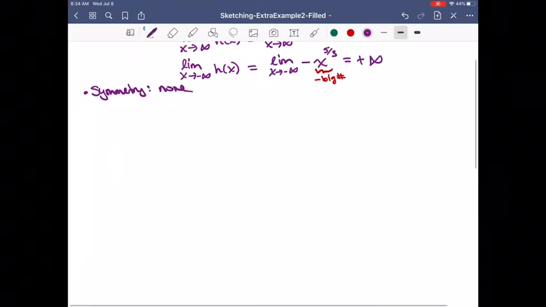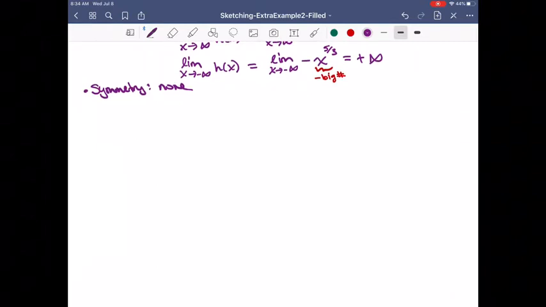So we're done with all the pre-calculus. Now we want to be looking at the derivative, all the stuff with the first derivative. So we start by taking the derivative.